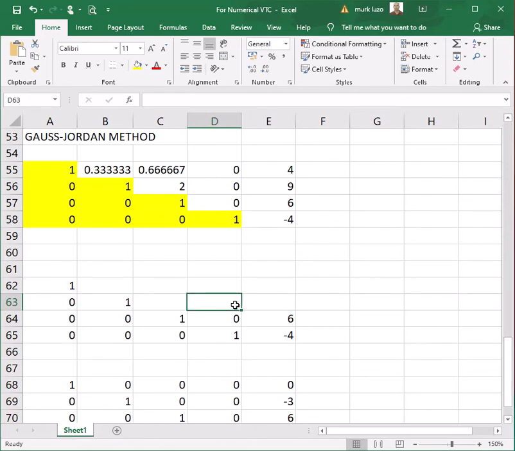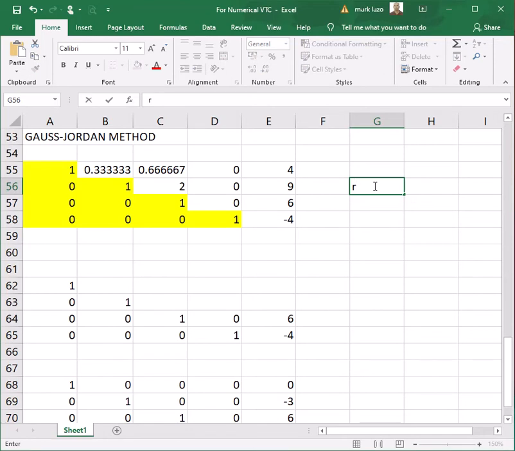So we are already in this equation. So our next goal is to make these two elements here in column C into 0. We have to make this one into 0. We have to turn that one into 0. And in order to make that into 0, what will be our working equation?